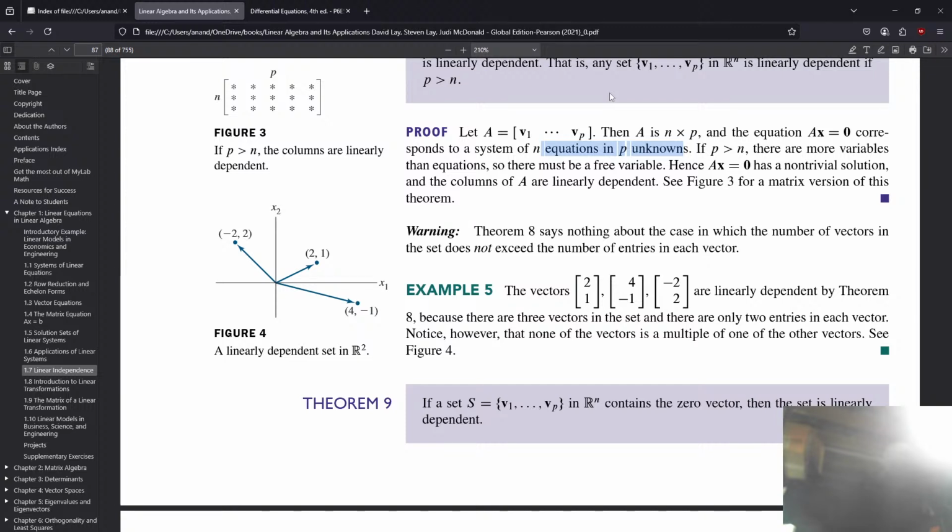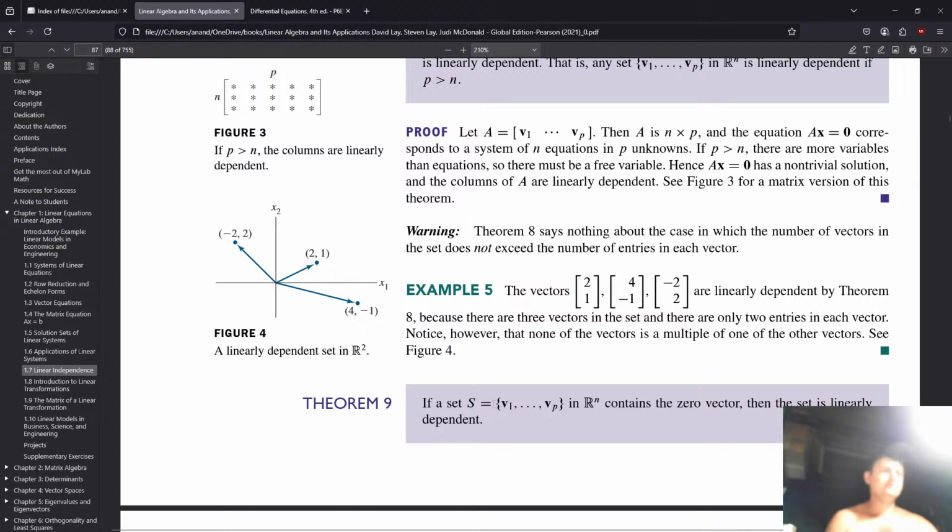Non-trivial solution, then the set is linearly dependent. If I want to write it, that means it says a non-trivial solution. Okay. One vector vi. All right. What's going on? All right. Yeah. Okay. Here's another theorem.